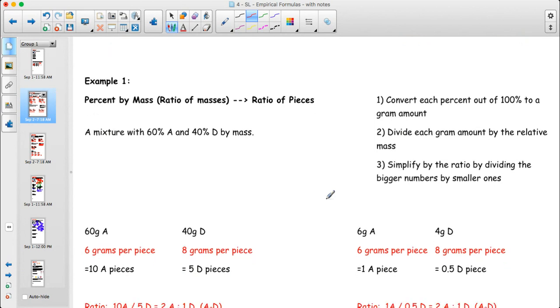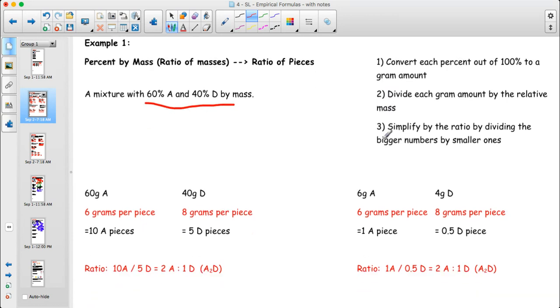If we take this same example, but we flip it, let's look at what we would do if we started with 60-40 by mass and we had to figure out the ratio. Well, just imagine you're basically going to do it backwards. You're going to take those percentages and convert each percent out of 100% to a specific amount of mass. Because in the previous example, you were given a ratio of pieces. Well, when you're given percentage by mass, you're really given a ratio of masses. Then once we've got our mass amounts, you're going to divide instead of multiply by each relative mass. And then we're going to simplify the ratios to get simpler whole number ratios.